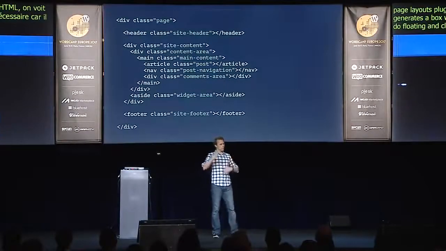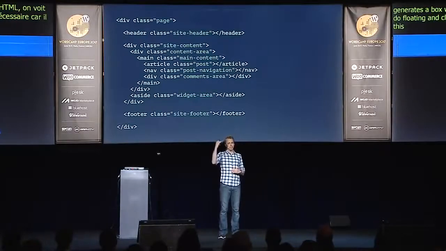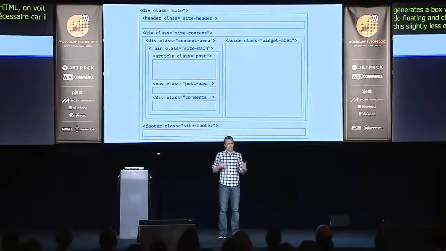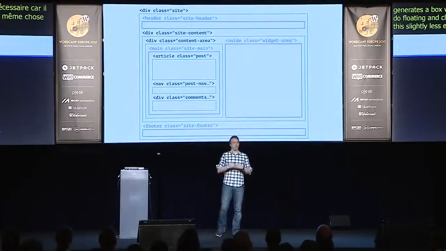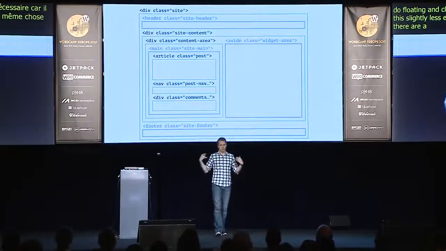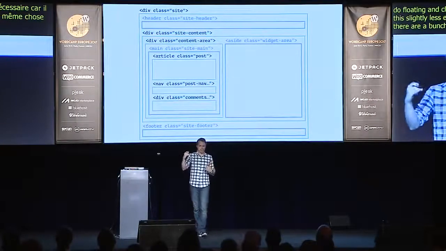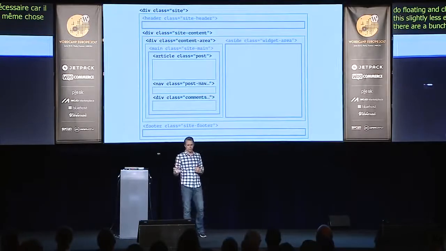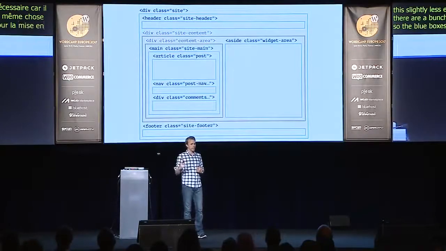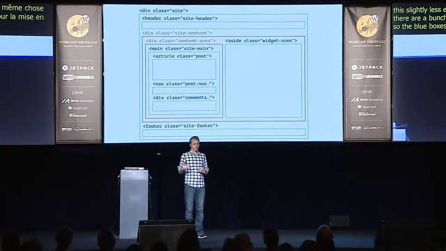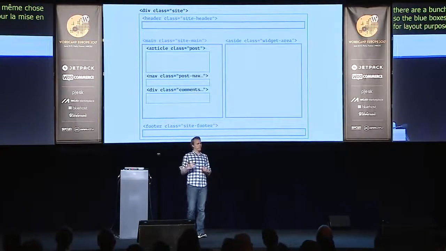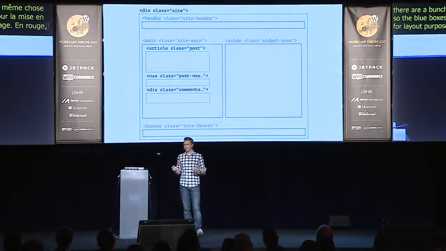When you look at the overall markup of underscores, there's a bunch of elements within underscores that are there solely for the purpose of layout. So the blue boxes here are the header, the main, the aside, and the footer. The red boxes are there for layout purposes. So what if we could take all that extra cruft away, have just the semantic markup and nothing else, and then solve the layout problems in CSS in a clean and simple way.